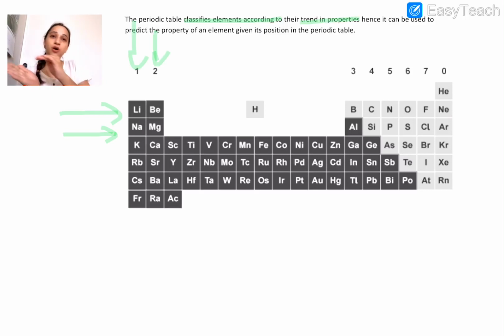So as we go along in a period, we see that something is going to increase or something is going to decrease. So there is a trend, and when we look down a group, we see that there is a trend also. So we're going to use the position of the elements in the periodic table to be able to predict the trend of these elements.